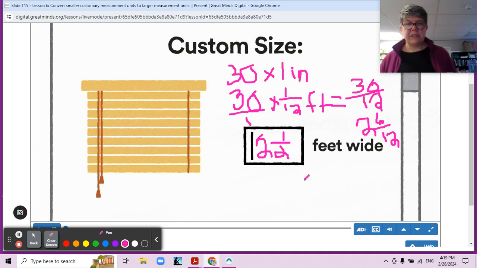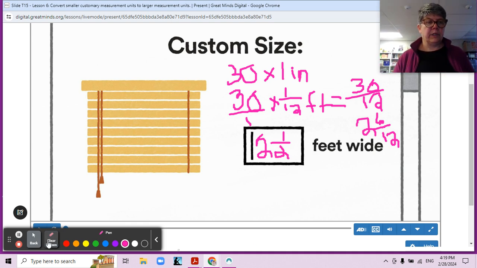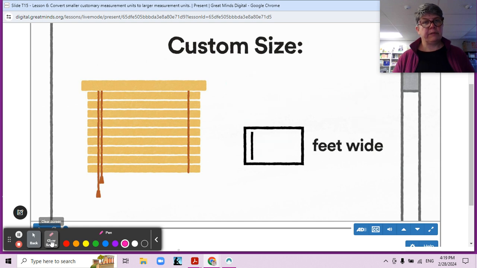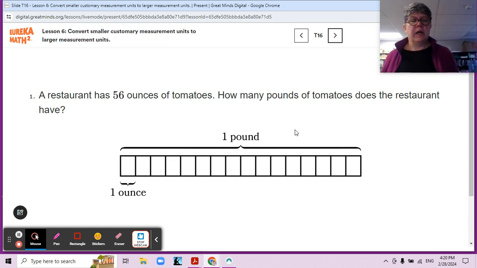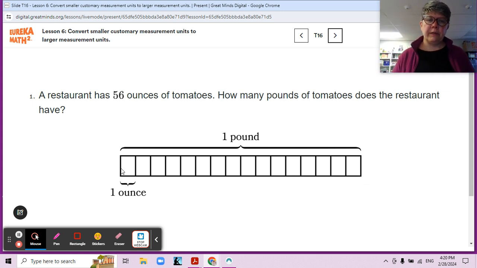Okay, let's jump into number 1 in your book. Make sure you have this written down. Okay, very good. Jumping into number 1 in your book. There we go. A restaurant has 56 ounces of tomatoes. How many pounds of tomatoes does the restaurant have? We have to change ounces to pounds. So we need to know how many ounces are in a pound. It is on your reference sheet, page 41, but it's right here as well.